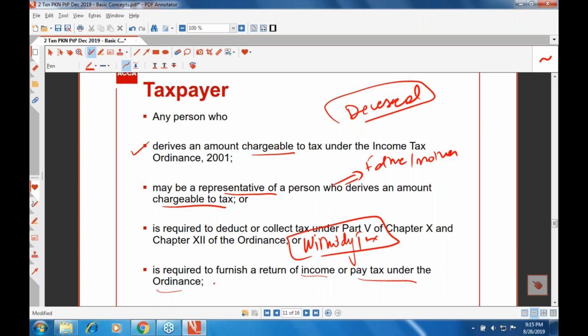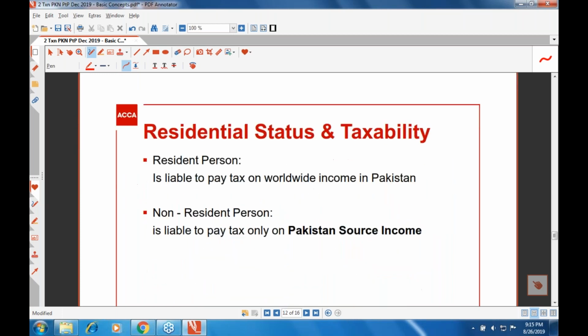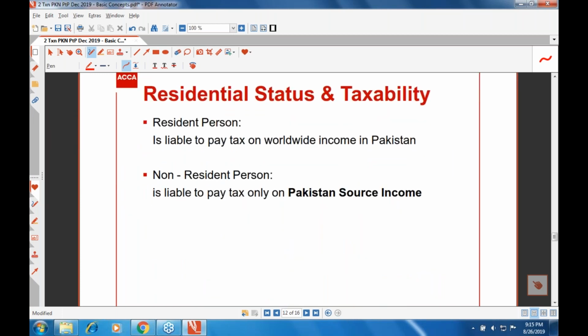Now let's move a bit forward and start discussing the next concept, which is residential status and taxability. It's a very important concept with respect to the tax laws, the concept of resident. Now what is a resident taxpayer? Let's discuss what we mean by resident taxpayer, and what the concept of residential status and taxability is.